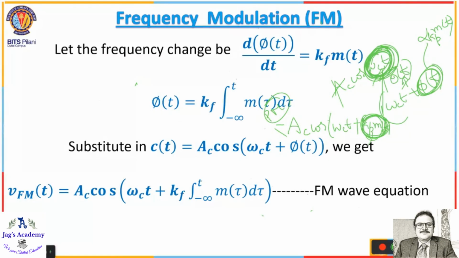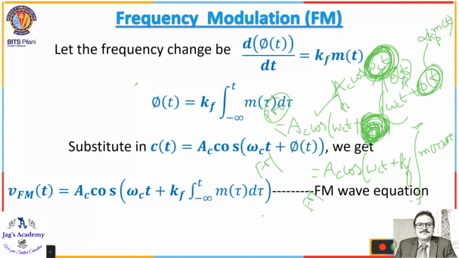Suppose I want to write the same equation as a frequency modulated wave. What is the relation between phi of t and m of t? Just now I told you. What is that? That is Ac cos of omega ct plus kf into integration from minus infinity to infinity of m of tau d tau. This is the equation for the frequency modulated wave. This is the equation for the phase modulated wave.